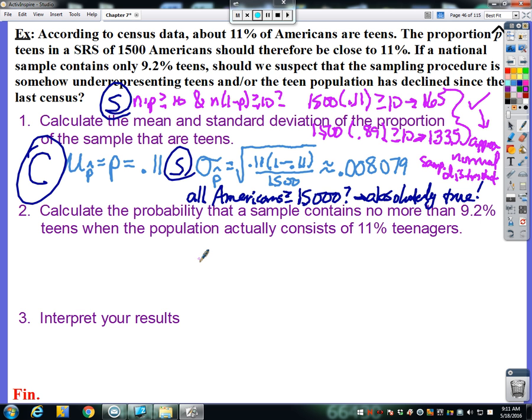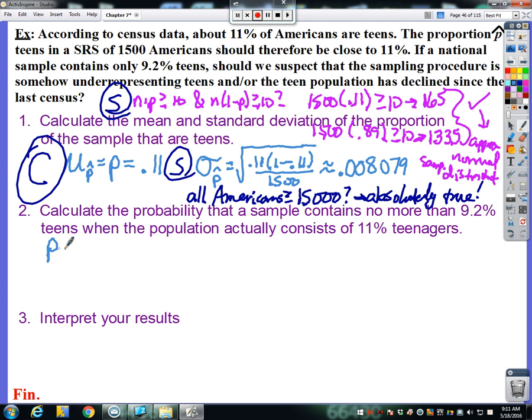Okay? So now part two says calculate the probability that a sample contains no more than 9.2% of teens when the population actually consists of 11% of teens. Now, this was based on some old census data. What we're going to try to determine here is: is 9.2% far enough away from 11% that 11% may not be the truth anymore? Or maybe this random sample of 1,500 Americans really wasn't a random enough sample here.